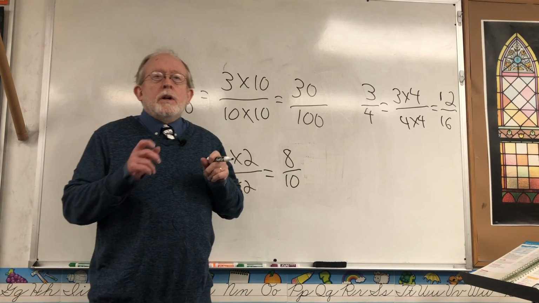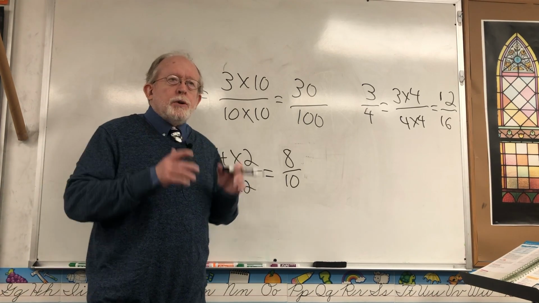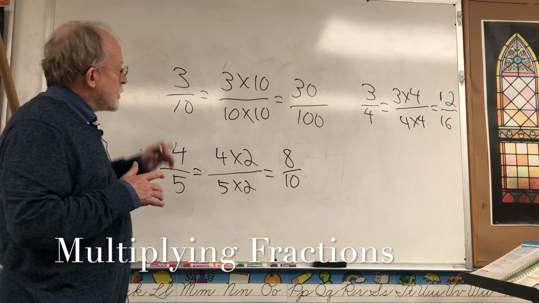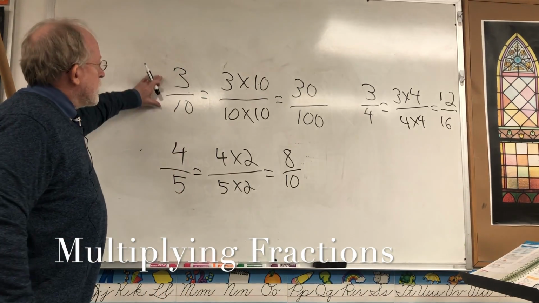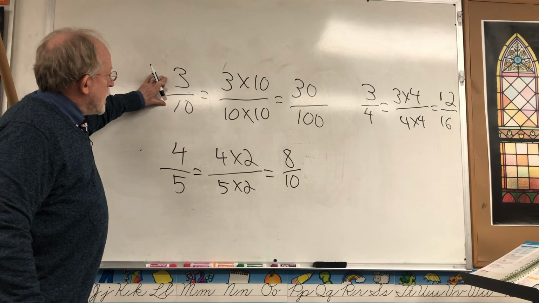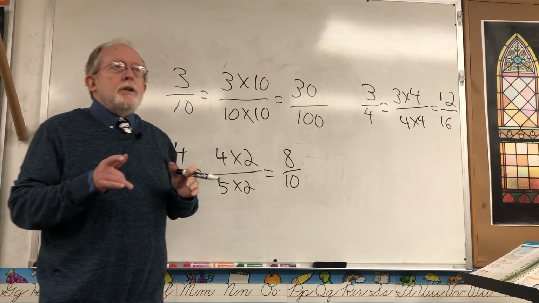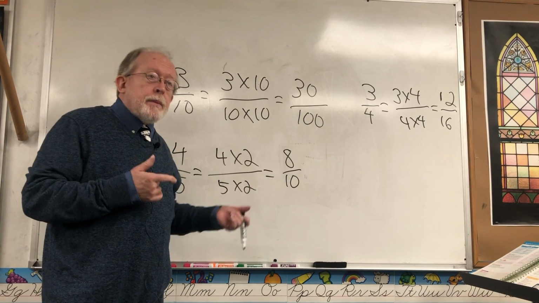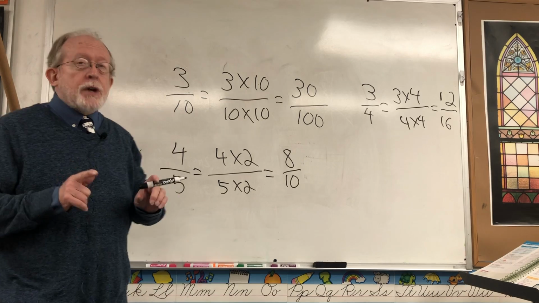In today's lesson, we're going to talk about how to multiply fractions to find equivalent fractions. And there's three examples for you on the board. The first one we're starting out with is 3/10. Now, how you do this is you multiply the numerator, remember is the top number, and the denominator, the bottom number, by the same number.